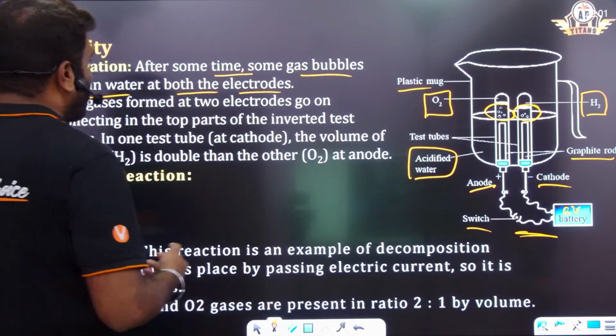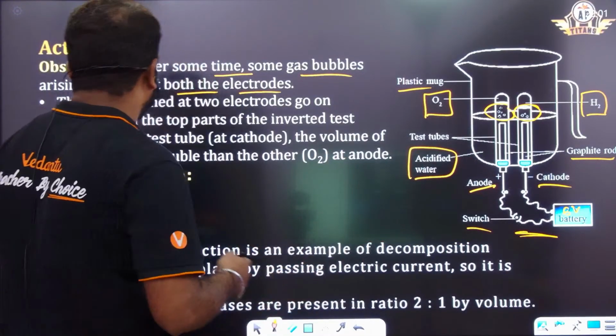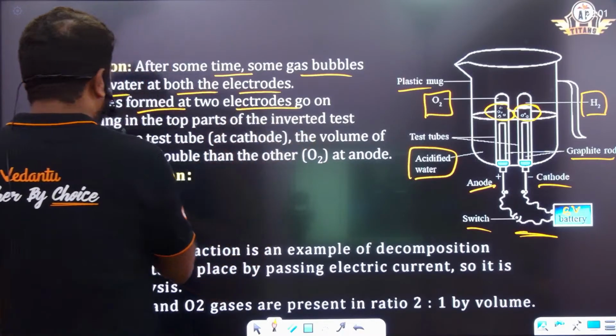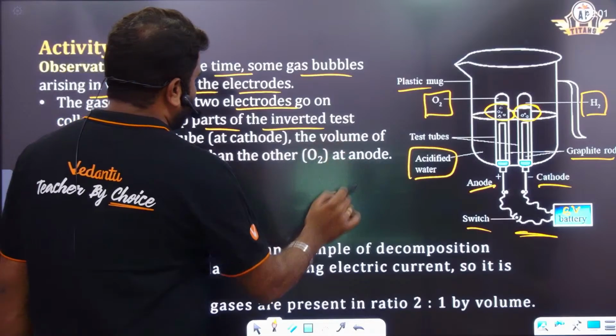Okay, so at both electrodes, bubbles are arising. So the gases formed at the two electrodes go on collecting at the top parts of the inverted test tubes.